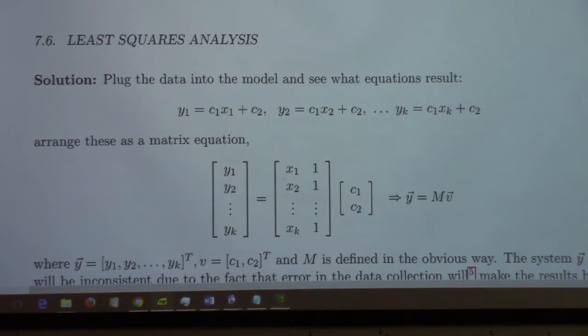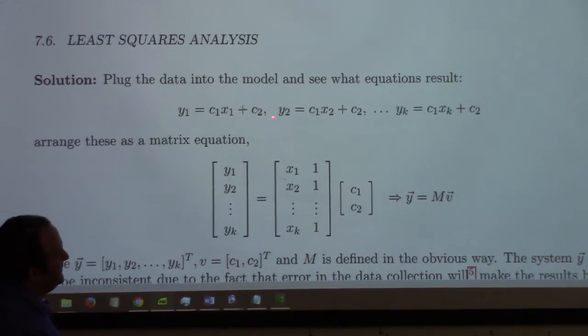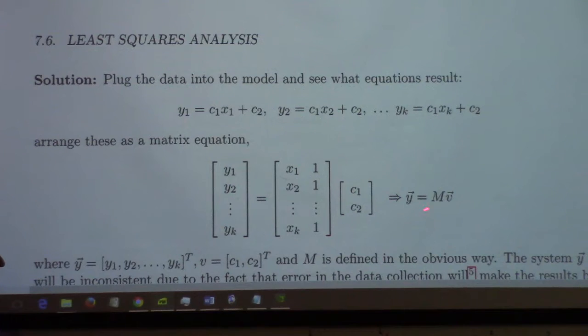Plug it in, right? Plug in the data into the model, like y1 is c1 x1 plus c2. I'm just plugging in the data points. And then that gives us this system of equations, an overdetermined system of equations. Y is equal to Mv. This M is playing the role that A has in our previous work. This is going to be inconsistent.